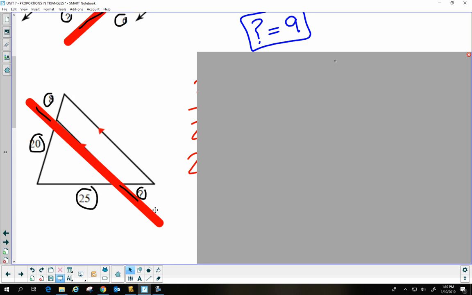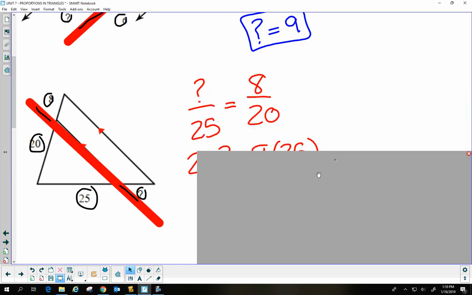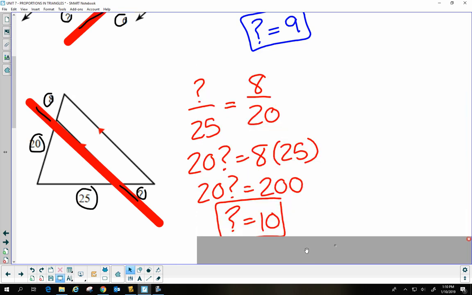It's important that the numbers on top of the fractions come from the same side of this line that I have. So if question mark's on top of this fraction, 8's got to be on top of this fraction. And so if you solve that, you get question mark to be 10.